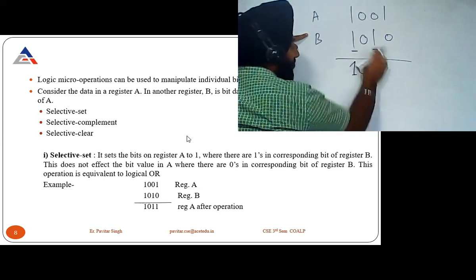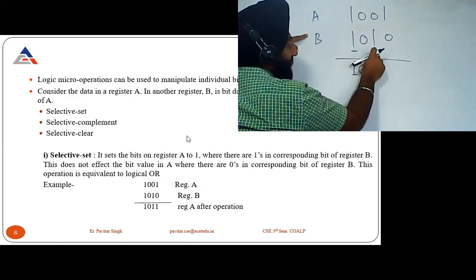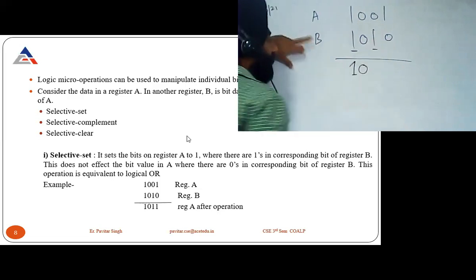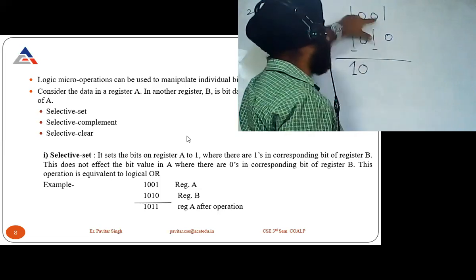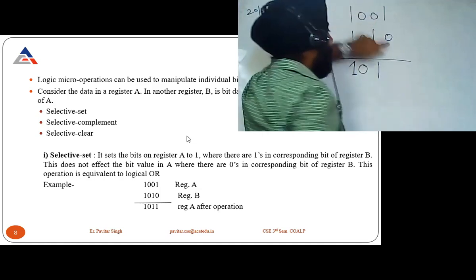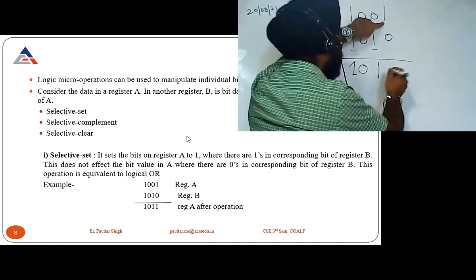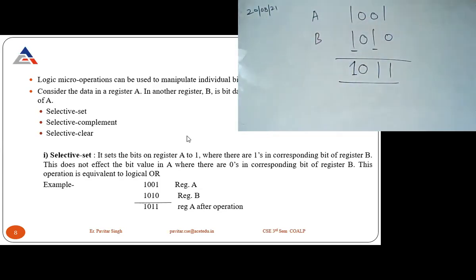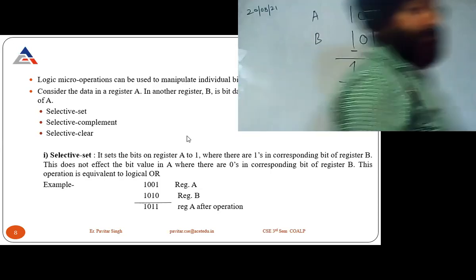Then you have 0. Now here again you need to find one more 1. The bit corresponding to B is 1 but in A it is 0, so here you need to set this bit to 1. And for 0 it will remain the same. I hope the concept is clear, right? Yes. Let's take one more example.